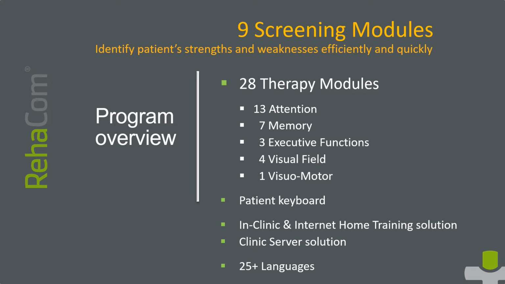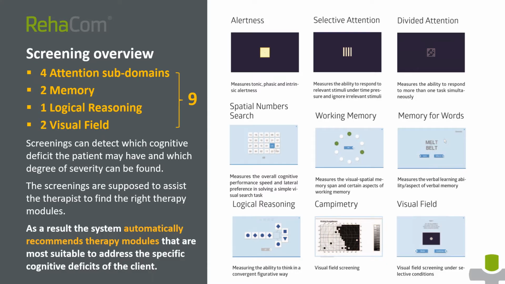But as a first step, it's essential to get a picture of the brain-injured person's strengths and weaknesses. Particularly, you need to know what problems are causing the greatest difficulty and how you can set up an optimal treatment plan. In answering the most urgent questions, you will be supported by the 9 RehaCom screenings. Here I show you an overview.